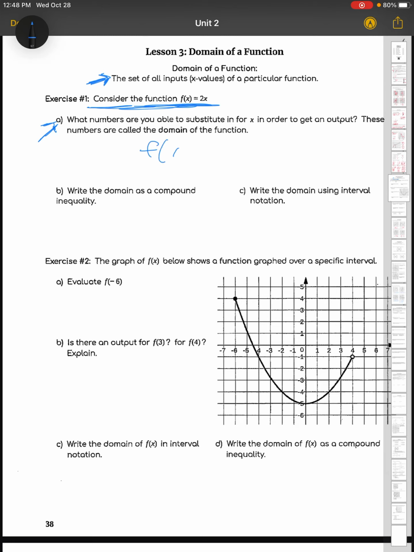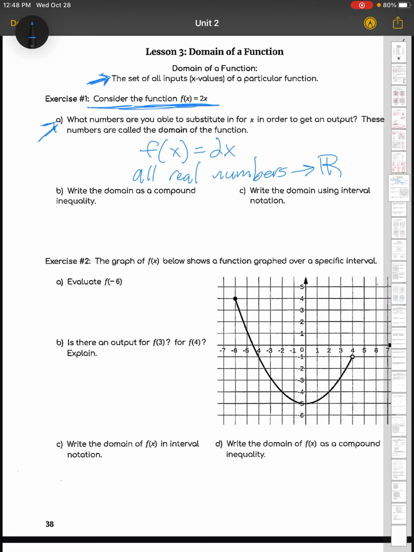So if we have the function f of x equals 2x, we could really plug in any number for x and get some sort of output. No matter if it's negative, if it's positive, it just has to be a real number. So in this instance, the domain would be all real numbers. The symbol for all real numbers looks something like this.